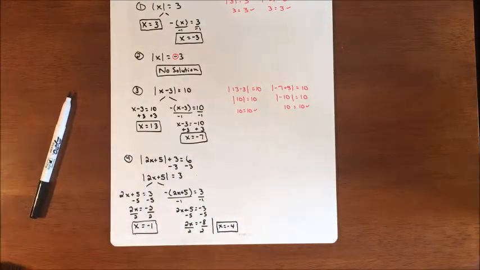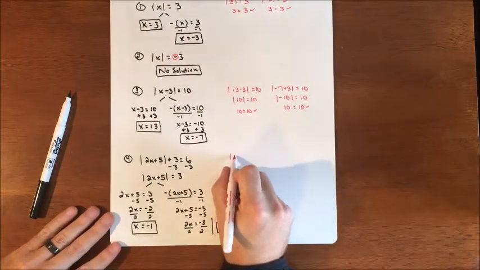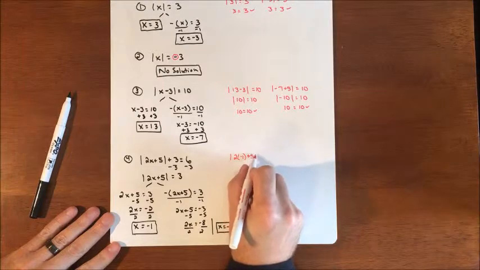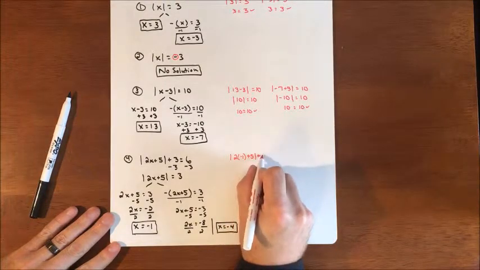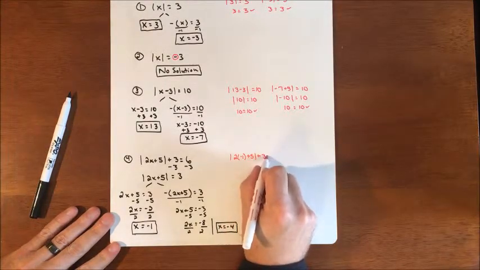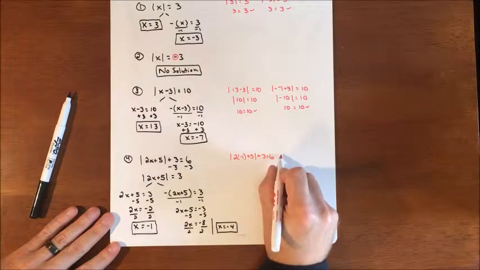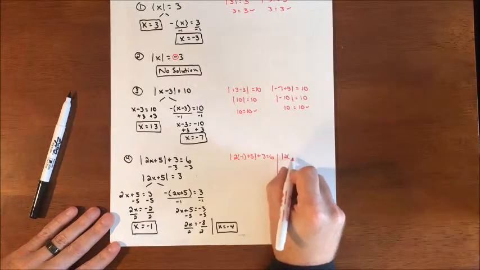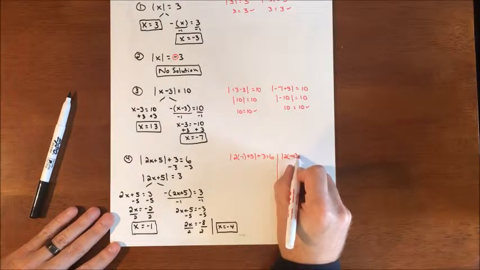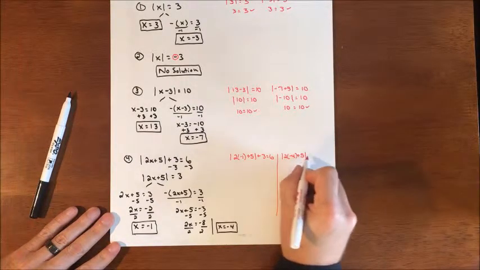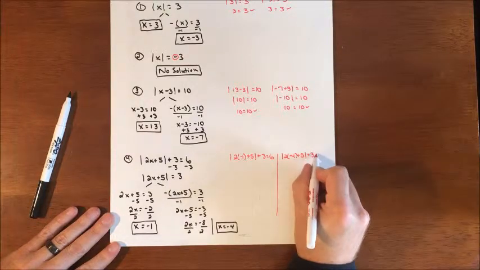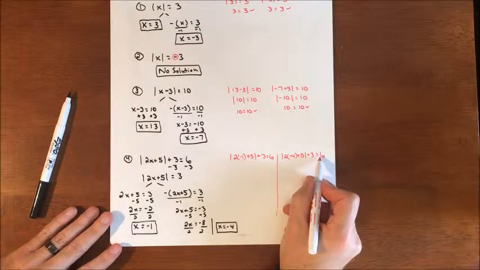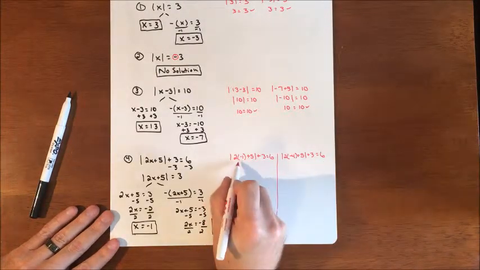So let's check those. So the first one, the absolute value of 2 times negative 1 plus 5, the absolute value of that plus 3 is supposed to equal 6, and the second one is the absolute value of 2 times negative 4 plus 5 plus 3 is supposed to make 6. So the absolute value of this plus 3 is supposed to equal 6. So let's do the math, make sure everything works.